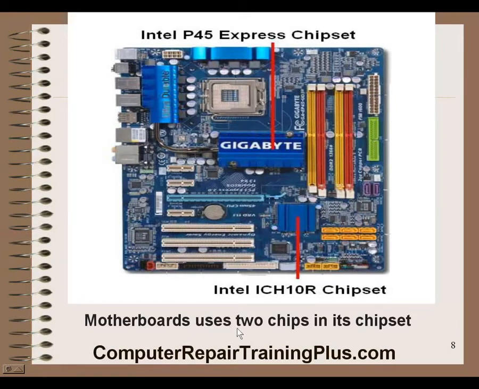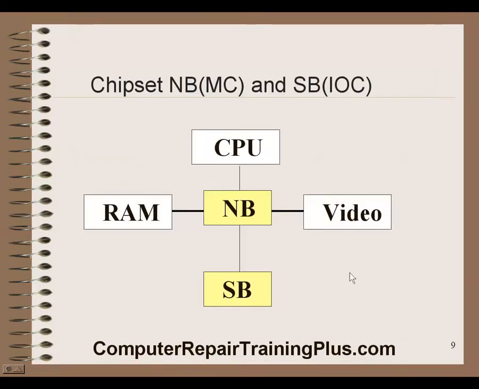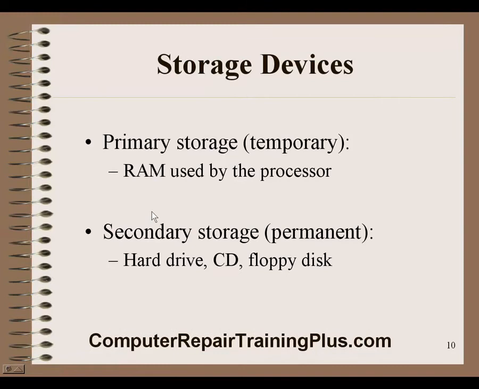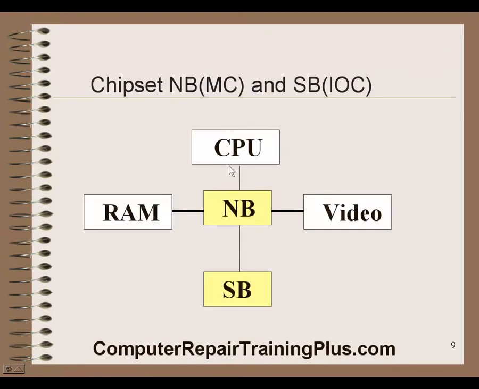Motherboards use 2 chips in their chipset, the north bridge and the south bridge. Now here's a little diagram that I'm going to ask you to draw, because I really want you to understand it. We have the CPU sitting on the top. We have the north bridge, which is controlling all the data flow to the CPU. And primarily we're going to be moving RAM information back and forth from the CPU. The RAM is going to be our primary memory storage for the CPU, holding instructions, holding data, and we're going to be moving data back and forth between these devices.